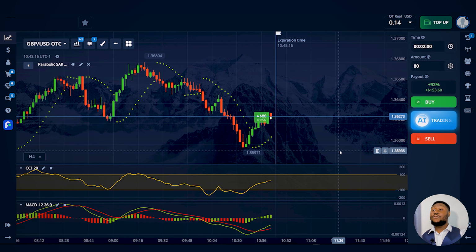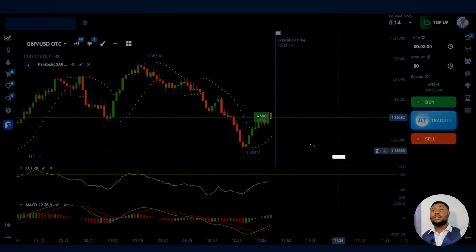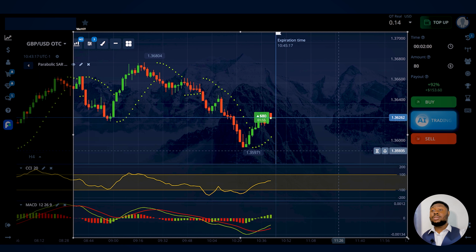Look, the first signal was parabolic SAR. There was a downtrend on the market. The indicator points were built above the price chart. Now the price started to rise and the indicator points appeared under the price chart. Probably the uptrend has started. The first signal has been received. After that, we should wait for signals from other indicators.